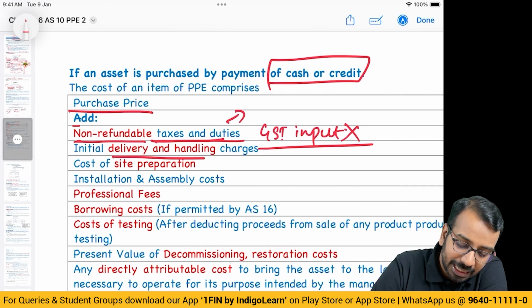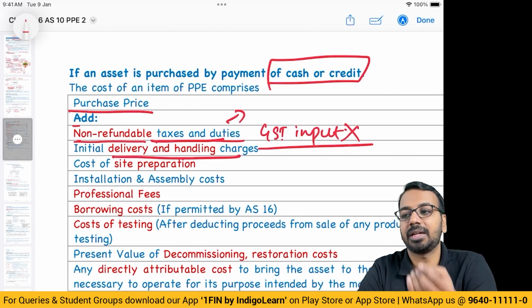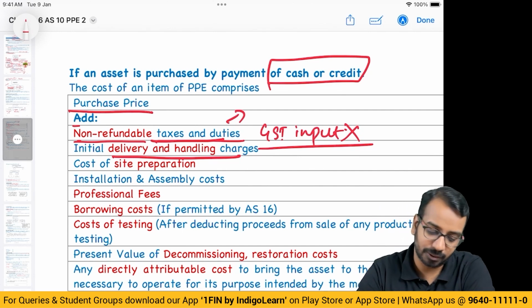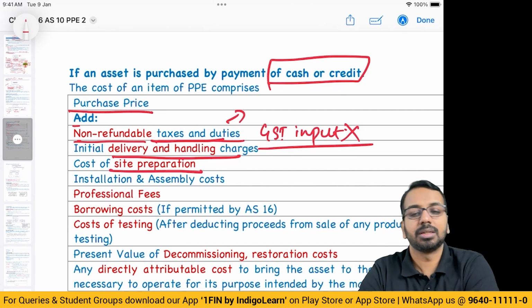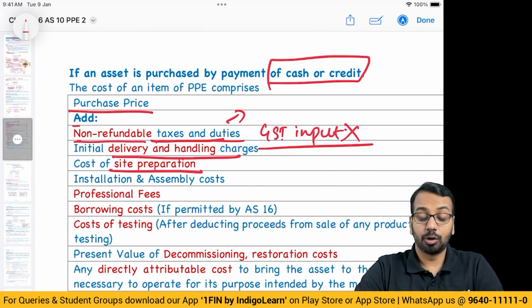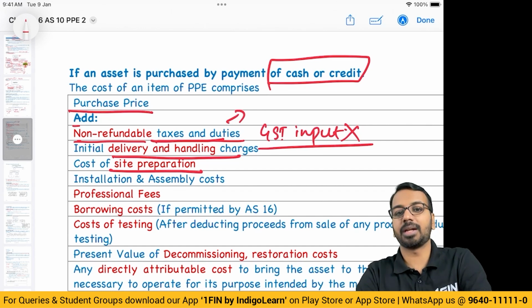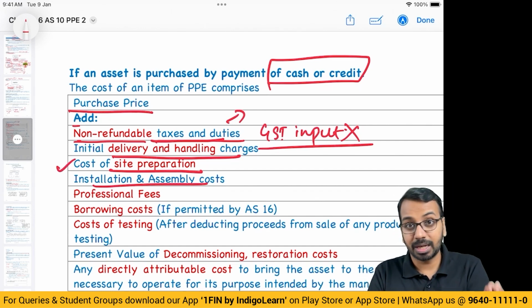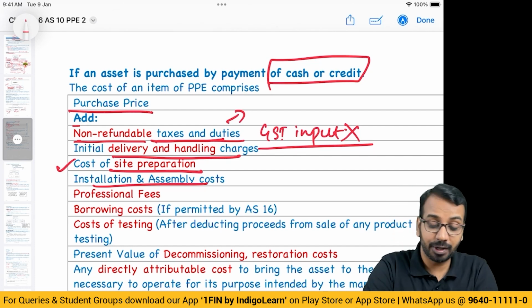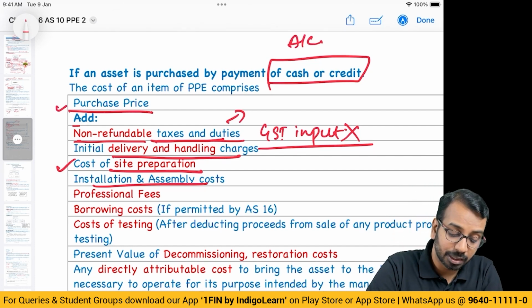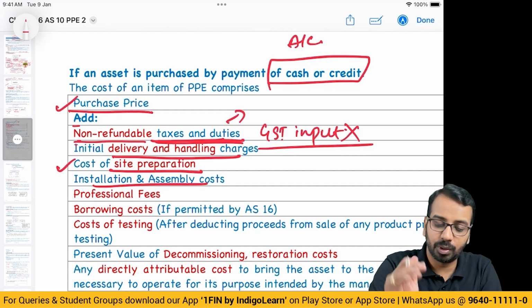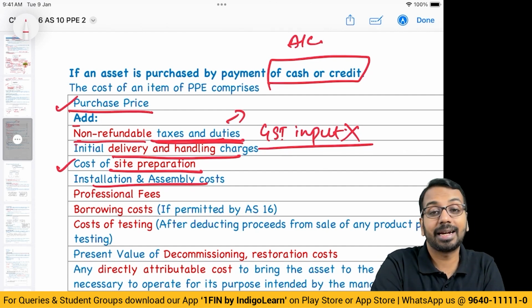Then delivery and handling charges. Delivery and handling charges means the transportation cost, the loading and unloading charges. Site preparation cost. This happens especially when you are installing a machinery. So you have to prepare the site, you have to lay a foundation, that is included. Installation cost, any cost you pay to install. So think of it, if you purchase an AC, the purchase price, if taxes and duties, if you can take credit, you will not include. If you cannot take credit, you will include.